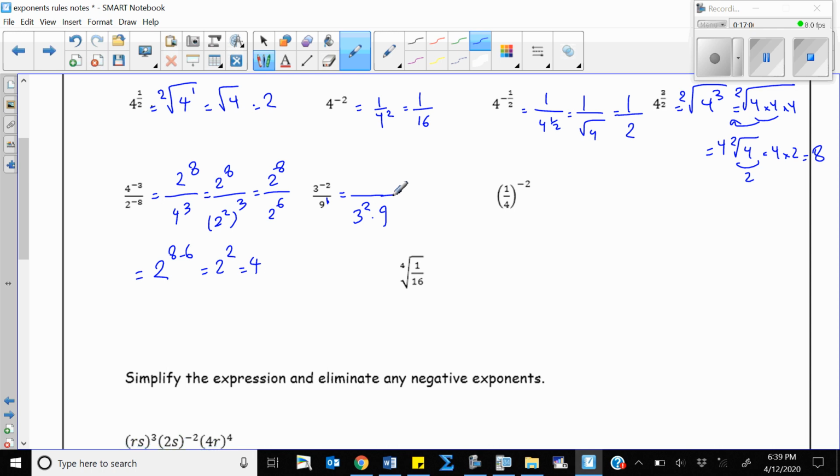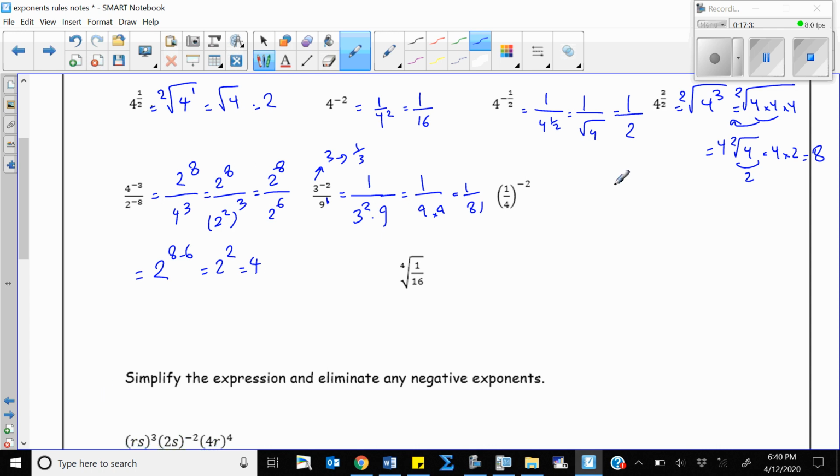Now, what is left on top? It's basically 1. It's not nothing. It's 1. Because I flipped the 3. The flipped form of 3 will be 1 over 3. So I have a 1 on top and the 3 goes down. Anyway, so this will be 1 over 3 to the power of 2, which is 9 times 9 is 81.